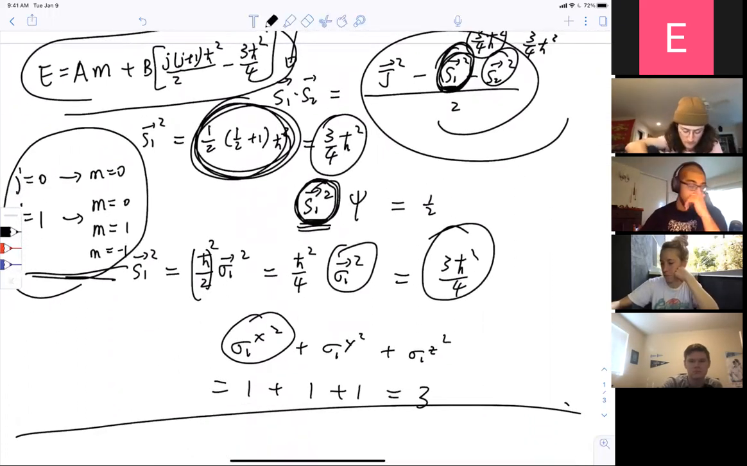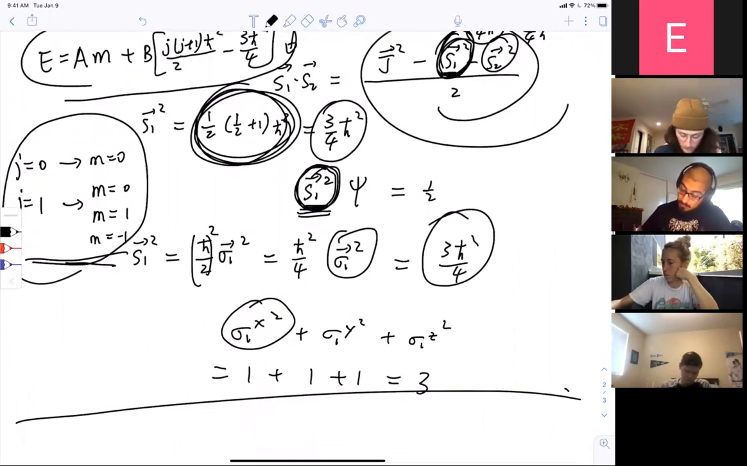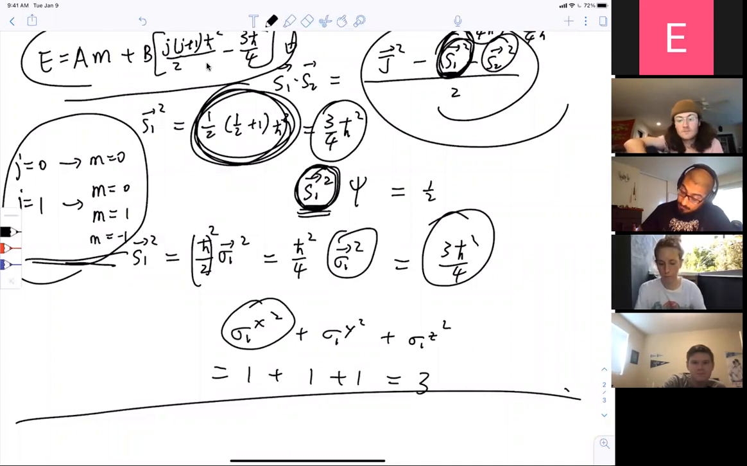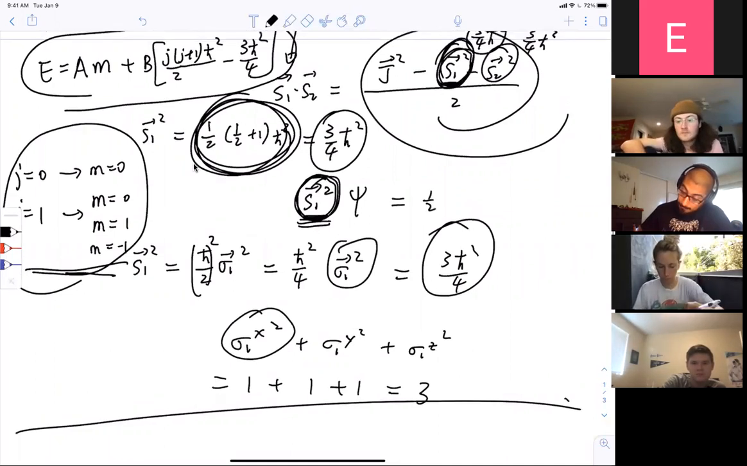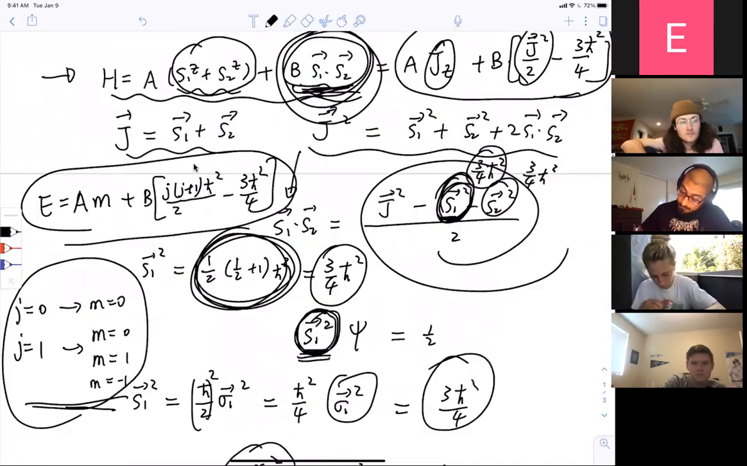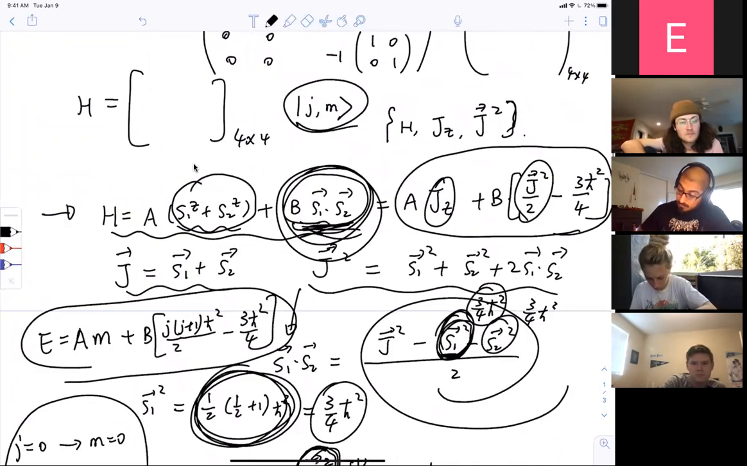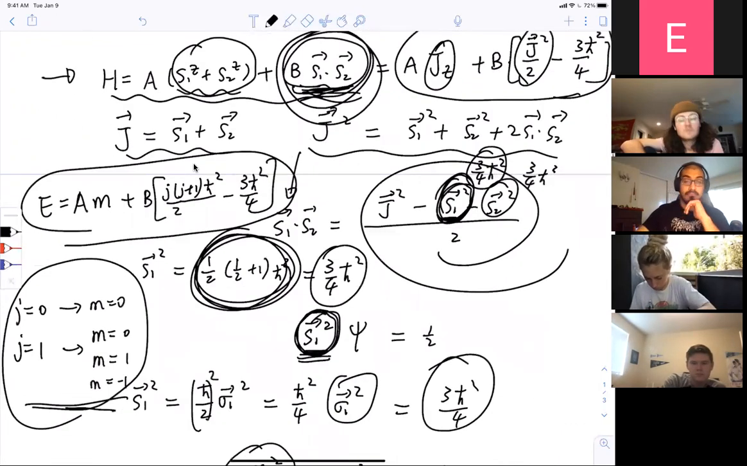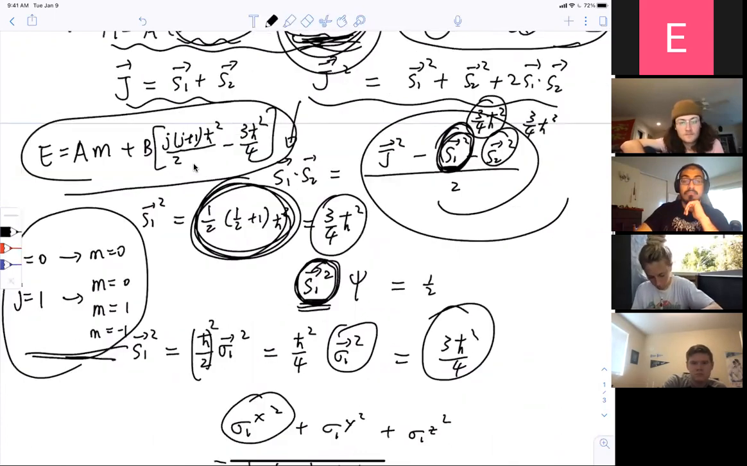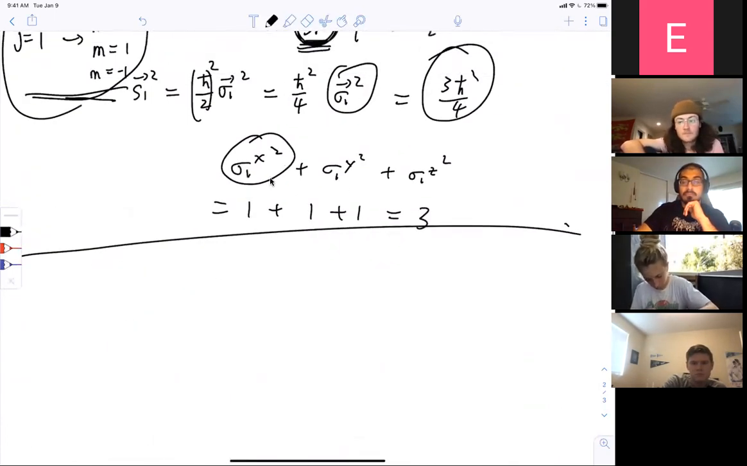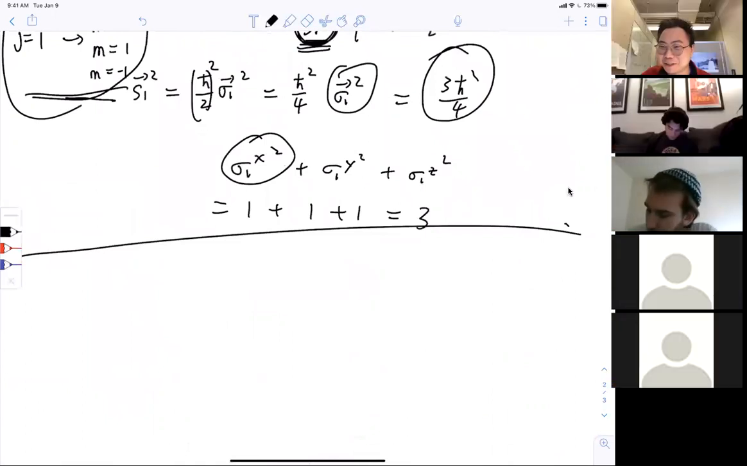So any question about this part? Yeah, they are 2x2 identity matrices because they're only acting on one spin. Feel free to stop me if you want to ask questions. Sometimes it's easier for me to answer questions.